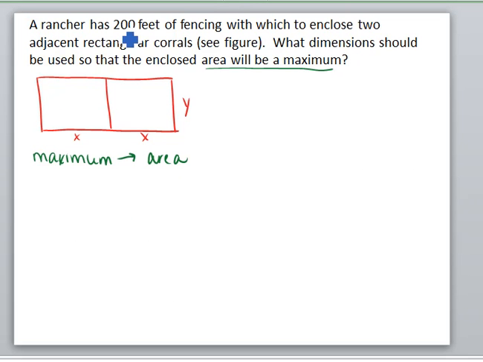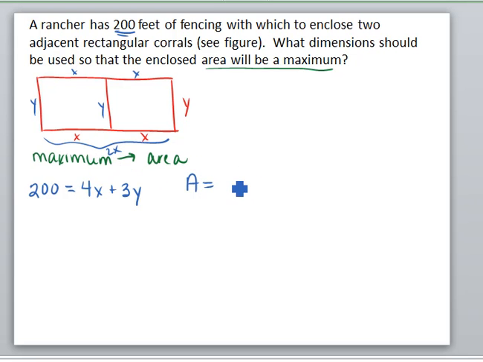Well, I know I need to use 200 feet, and what that refers to is it's telling me that I have 200 feet to cover all these red lines. So I have x, x, and y. So I have 4 x's and 3 y's. The second equation has to do with what I'm supposed to be maximizing or minimizing, in this case maximizing the area. This side has a length of 2x, so the area would be 2x times y.